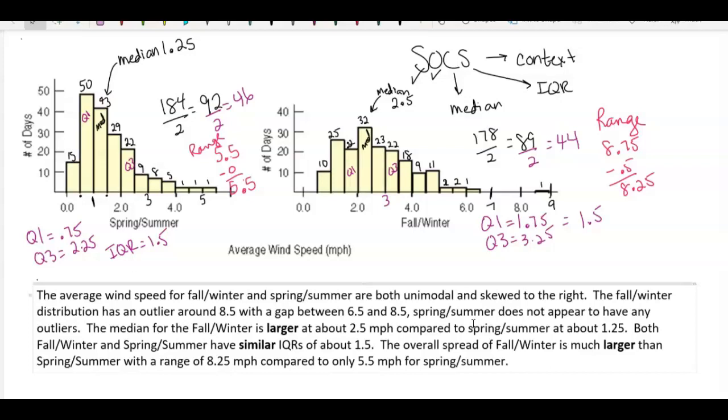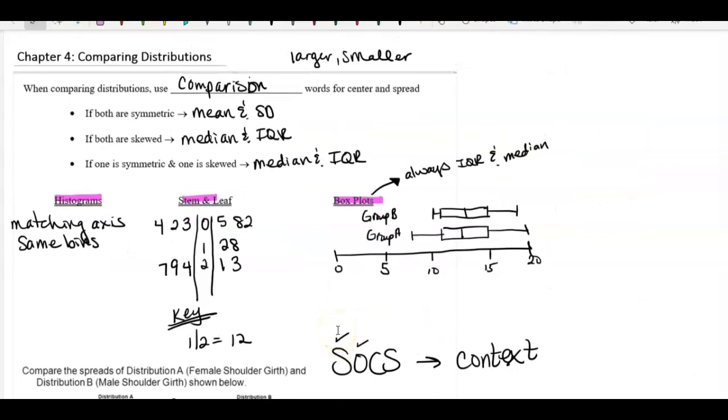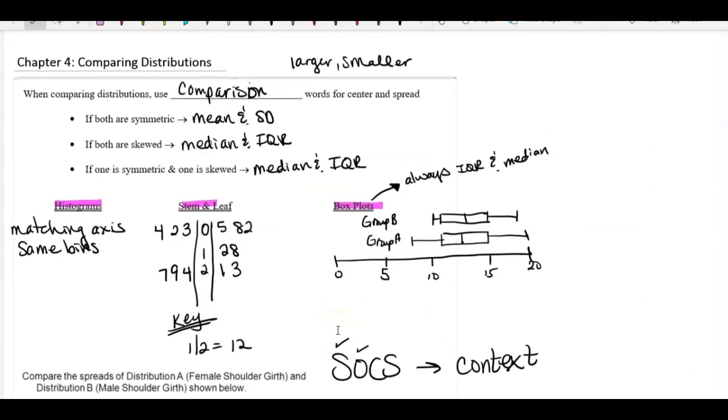Okay? All right, so remember when you are describing, if both are symmetric, you're going to use the mean and standard deviation. If either of them are skewed or both are skewed, you're going to use median and IQR. But remember, for box plot, you're always going to use median and IQR. Okay?